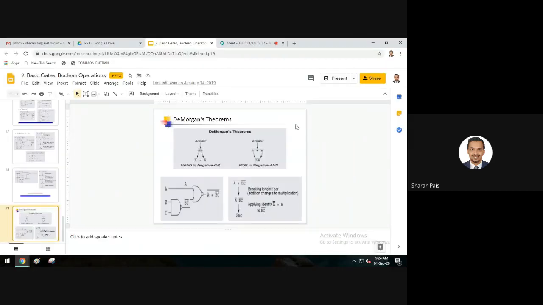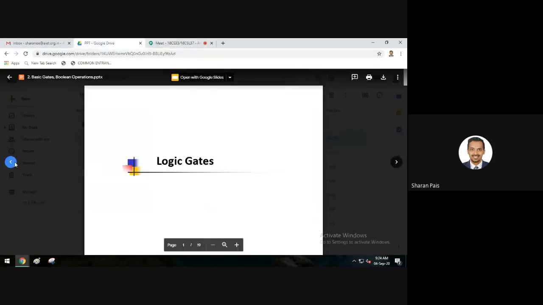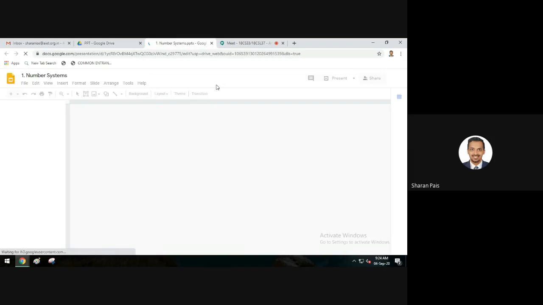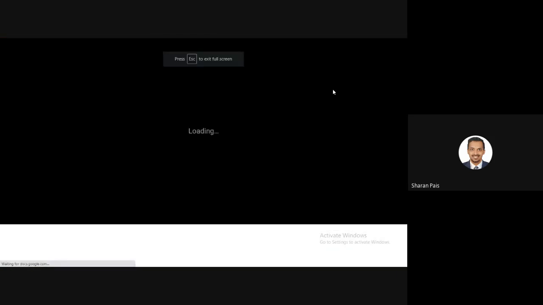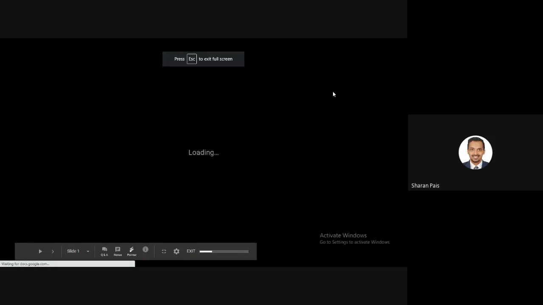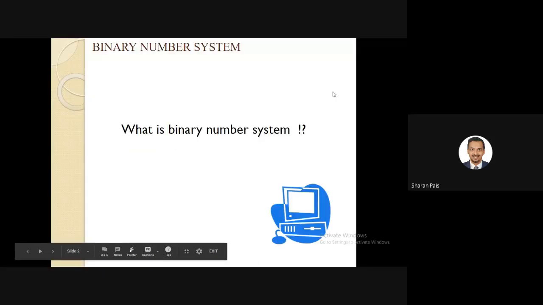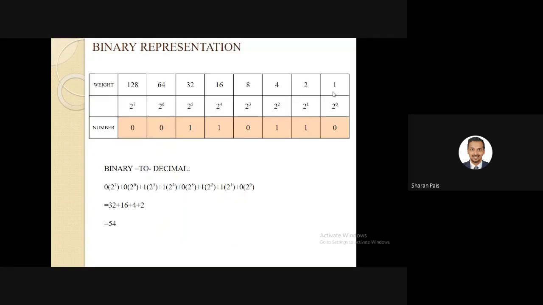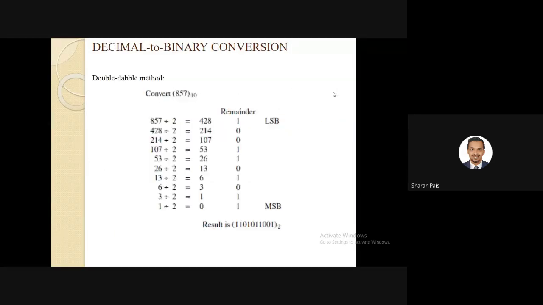So I'll share these slides with you, and the number system. So these are the basic things, whatever we have, that's it. The binary system, whatever we discussed, the same things are there. Just go through the slides. The conversions.